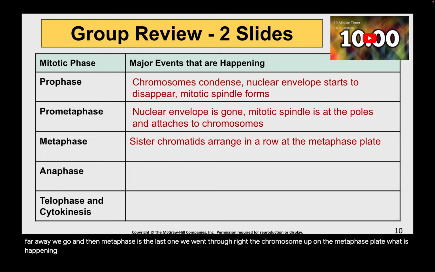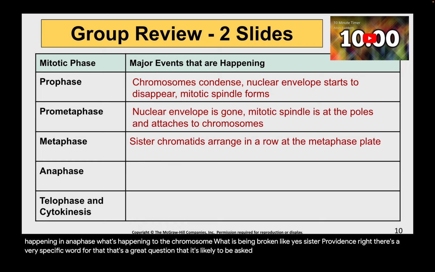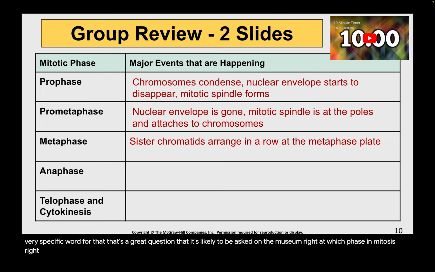What is happening in anaphase? What's happening to the chromosomes? The connection between them is being broken. Yeah, what is being broken? Like, what is separating apart? Sister chromatids, right? There's a very specific word for that. That's a great question that is likely to be asked on an exam, right? At which phase in mitosis do the sister chromatids break apart? And maybe how is that different from meiosis, which we will learn a little bit about later on.